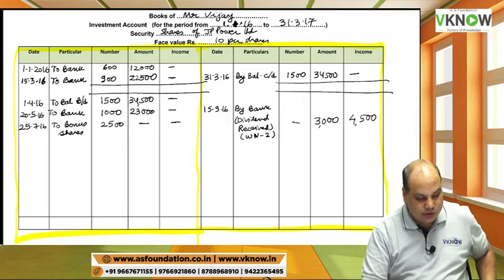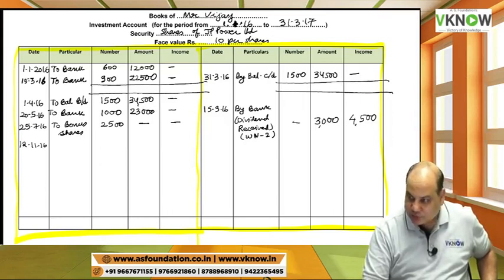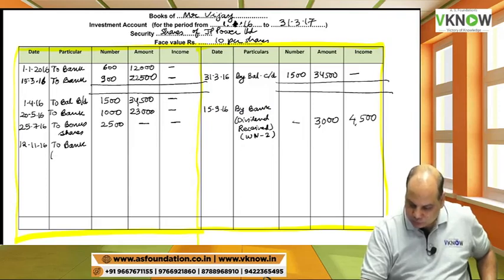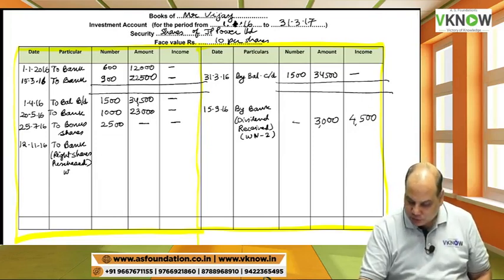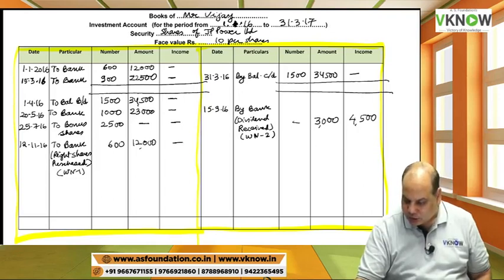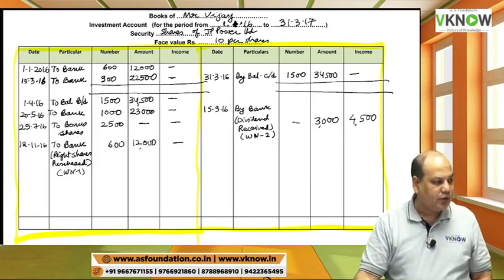Now again come to the debit side. You see adjustment number 2, 12th November 16, to bank, right shares purchased. You have purchased right shares in working note 1: 600 right shares were purchased at 12,000 rupees.